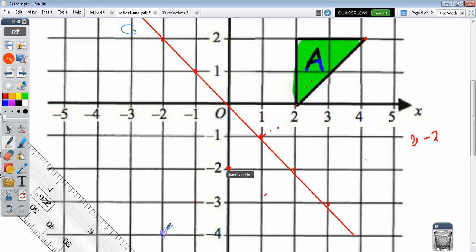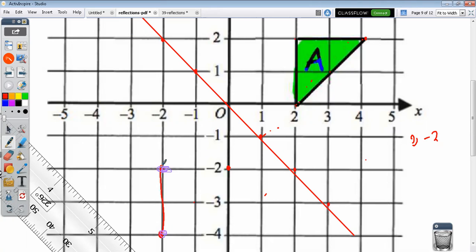Where does it come exactly? -2, -4. Correct. It comes exactly on this point here. Then where does this one come? This point here? Reflection. -2, -2. Are we agreeing with her? She's saying -2, -2. That's correct.